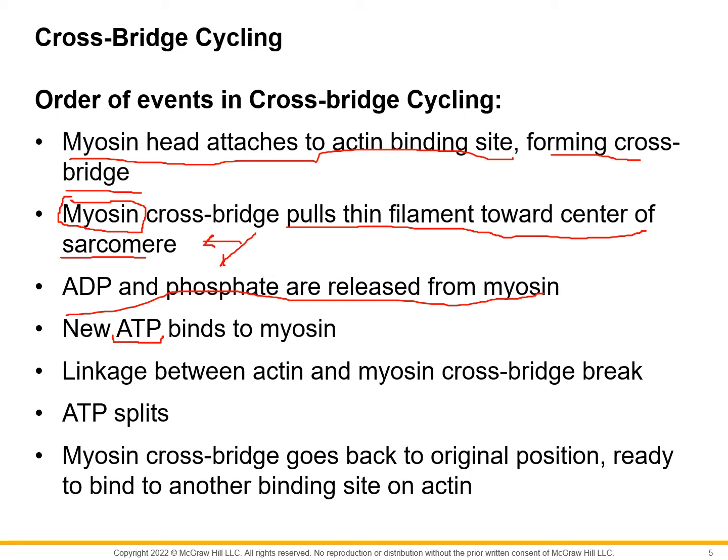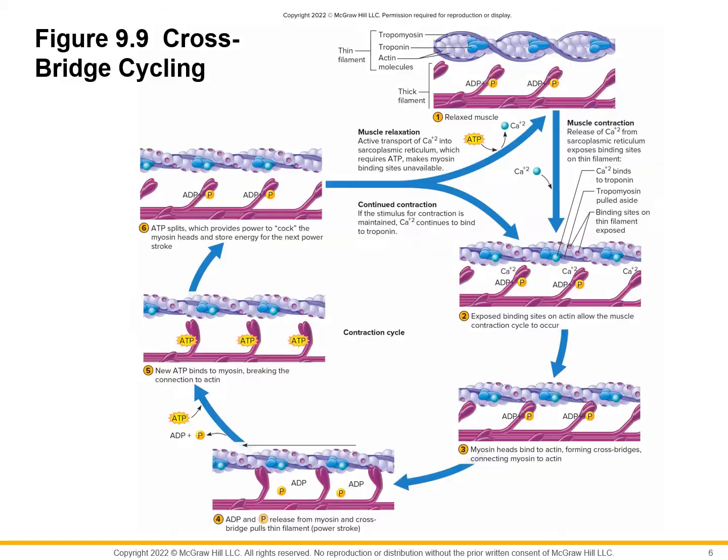Incredibly short term, and then long term. Now the linkage between actin and myosin cross bridges breaks and the ATP splits. Myosin cross bridges go back to the original position, ready to bind again and start all over. And as long as calcium is in the mix, it will happen.